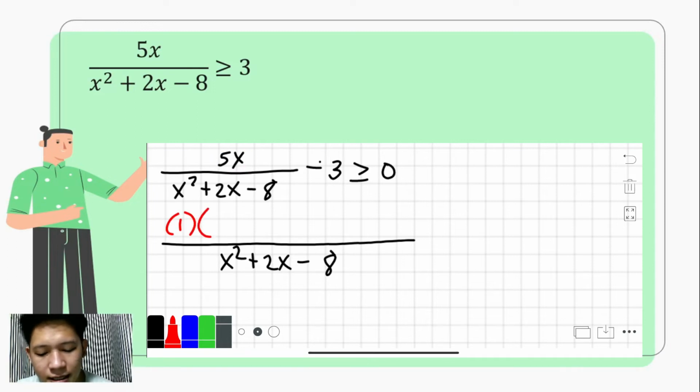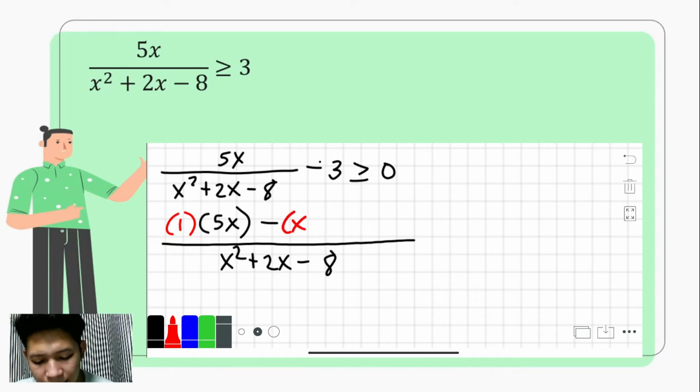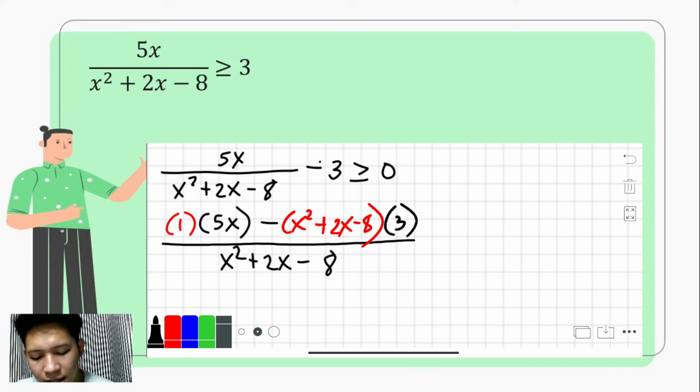That's 5x. So, that is 5x. And then, minus. And then, we have ito, x squared plus 2x minus 8. Divide natin kay 1 kasi 1 yung denominator ni 3. That is still x squared plus 2x minus 8. And then, we have to multiply it with 3. And then, we have greater than or equal to 0.